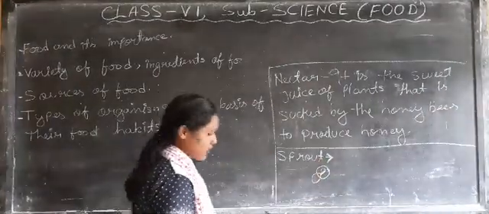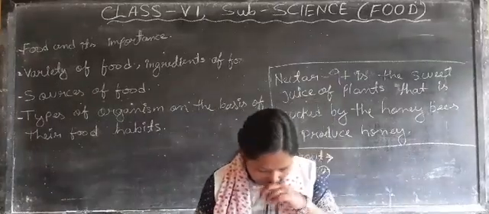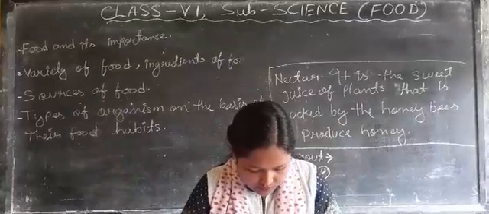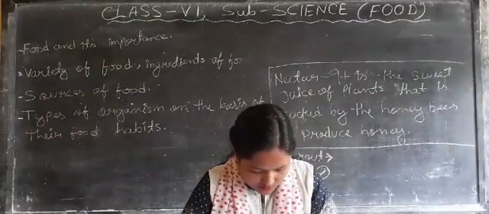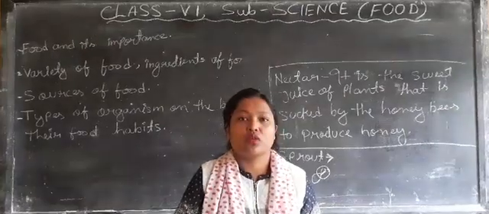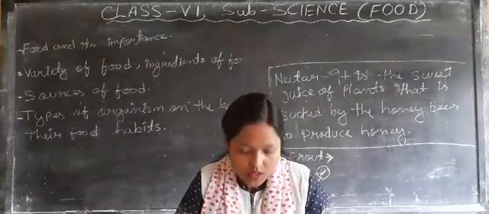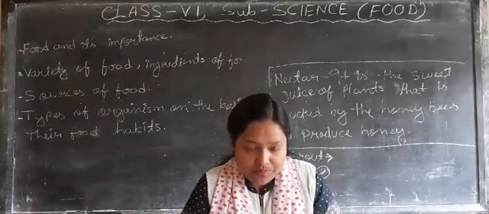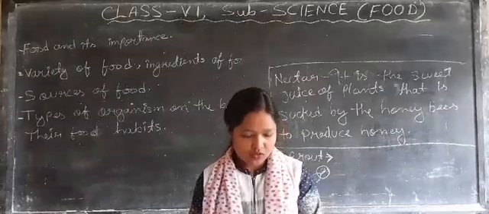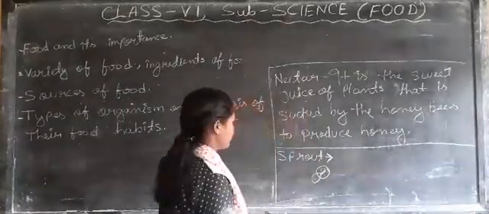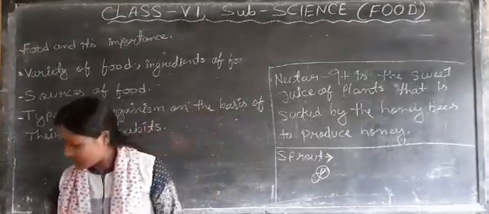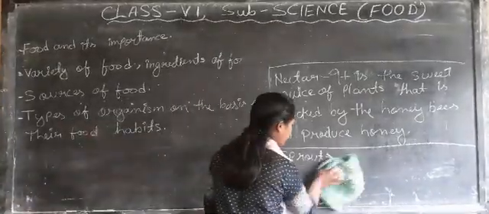What is a sprout? A white structure which we can see when we soak some grams or other seeds. After 2 or 3 days we can observe a white structure coming out of that seed. That structure is known as sprout, or the seed is known as a sprouted seed.